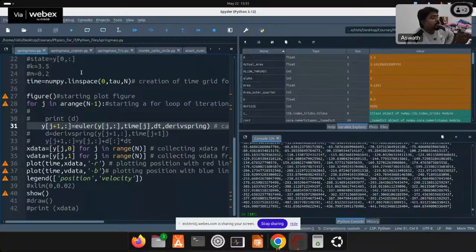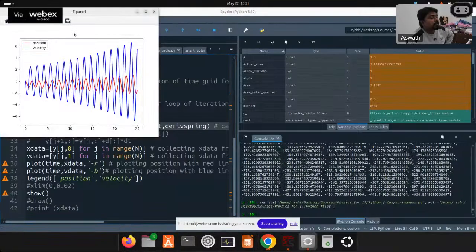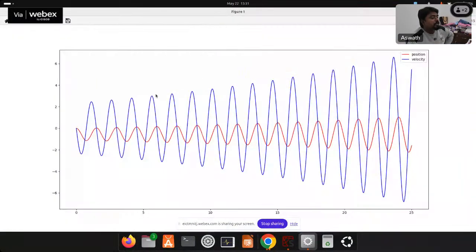Let me integrate this and see. So this is what you see. The second order differential equation is giving me sine and cosine solutions. The position is the red color and v is the velocity. You see it is making oscillations, going back and forth. The mass is going back and forth.